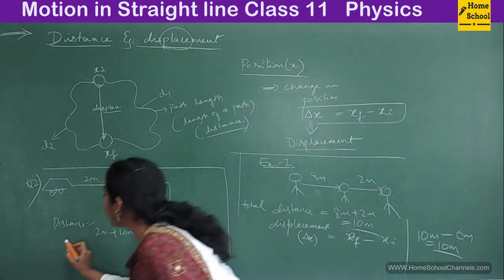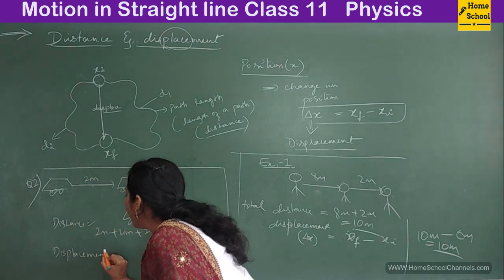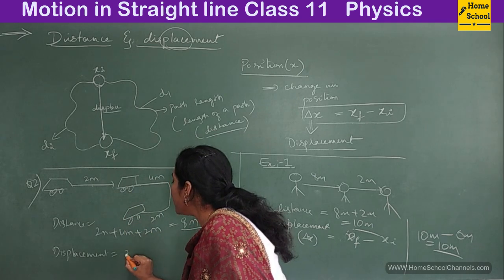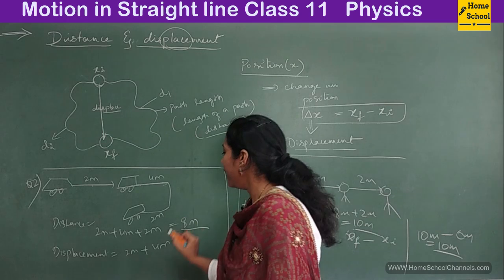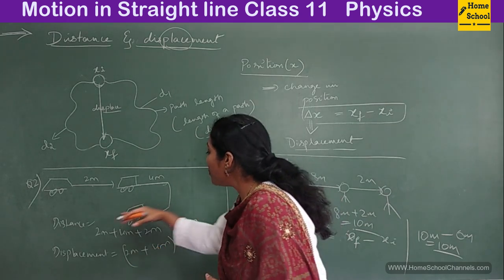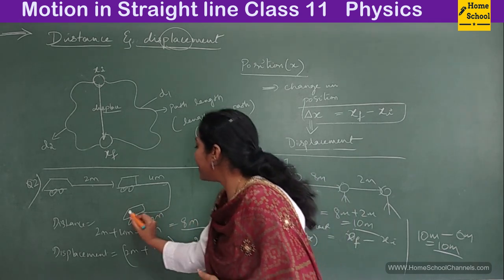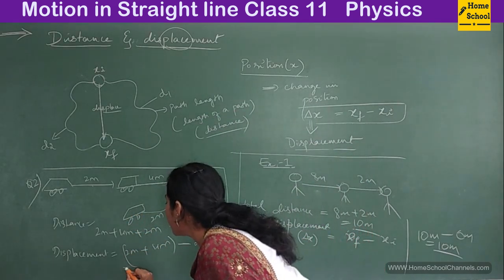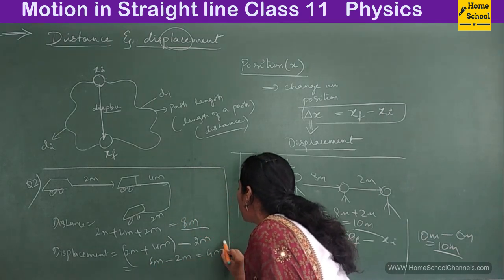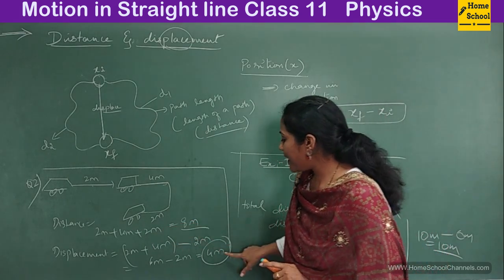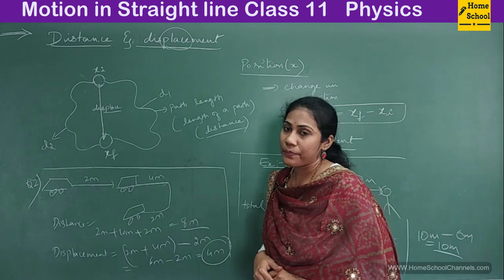But what about displacement? Observe carefully. 2 meters plus 4 meters, so this much. Minus, because the car is moving backwards, so minus 2 meters. So how much is your displacement? 6 meters minus 2 meters is equal to 4 meters. You see, the displacement is 4 meters and the distance is 8 meters.